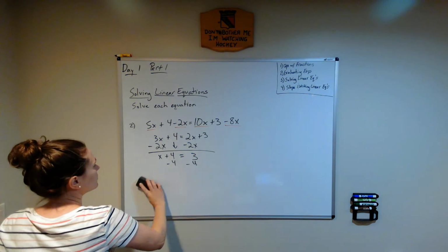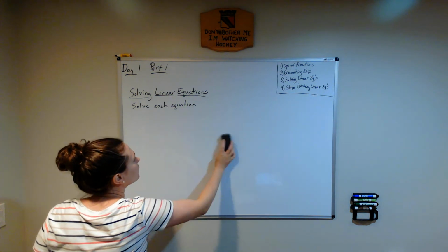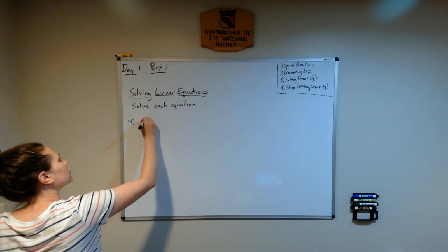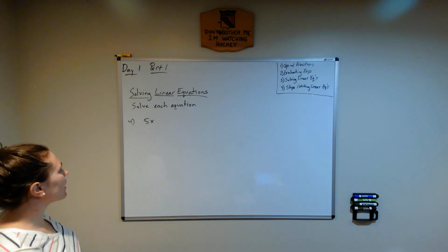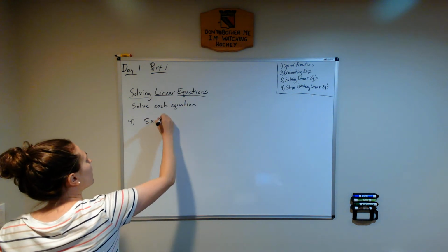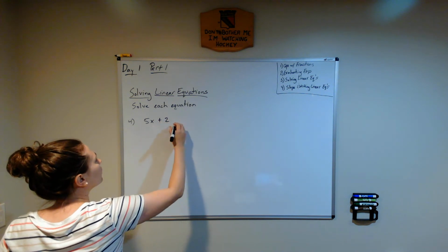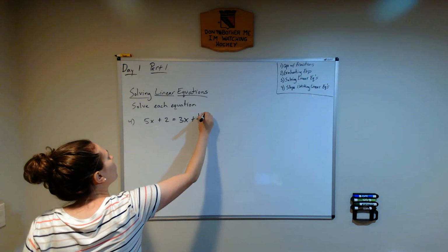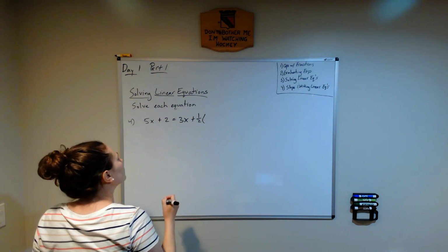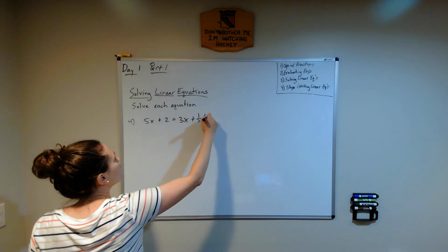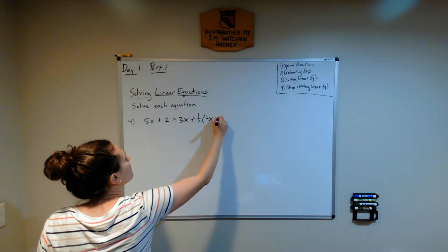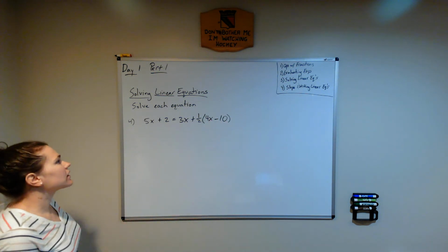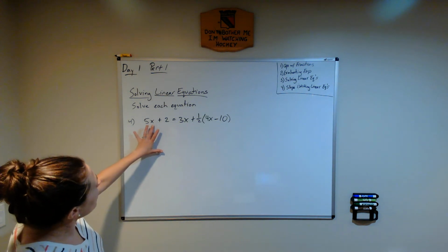Let's move on. Oops, sorry, that was number 3, not number 2. Number 4, let's do 5x plus 2 equals 3x plus 1/2 times (4x minus 10). Okay? So we see that we're solving a linear equation because we just have x to the first.